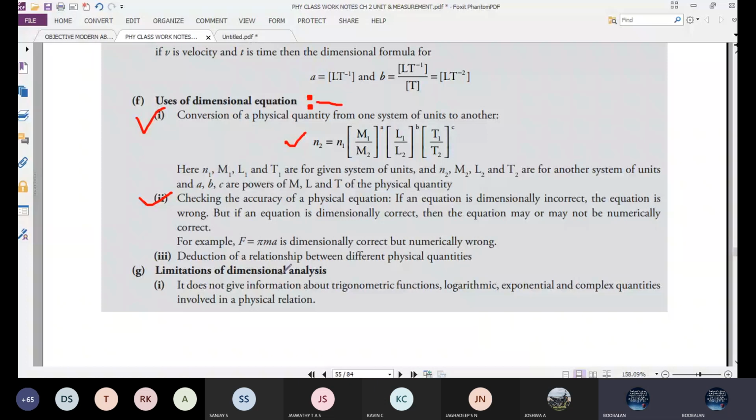Write it now: uses of dimension equation. Otherwise, applications of dimension equation. Both are the same only.